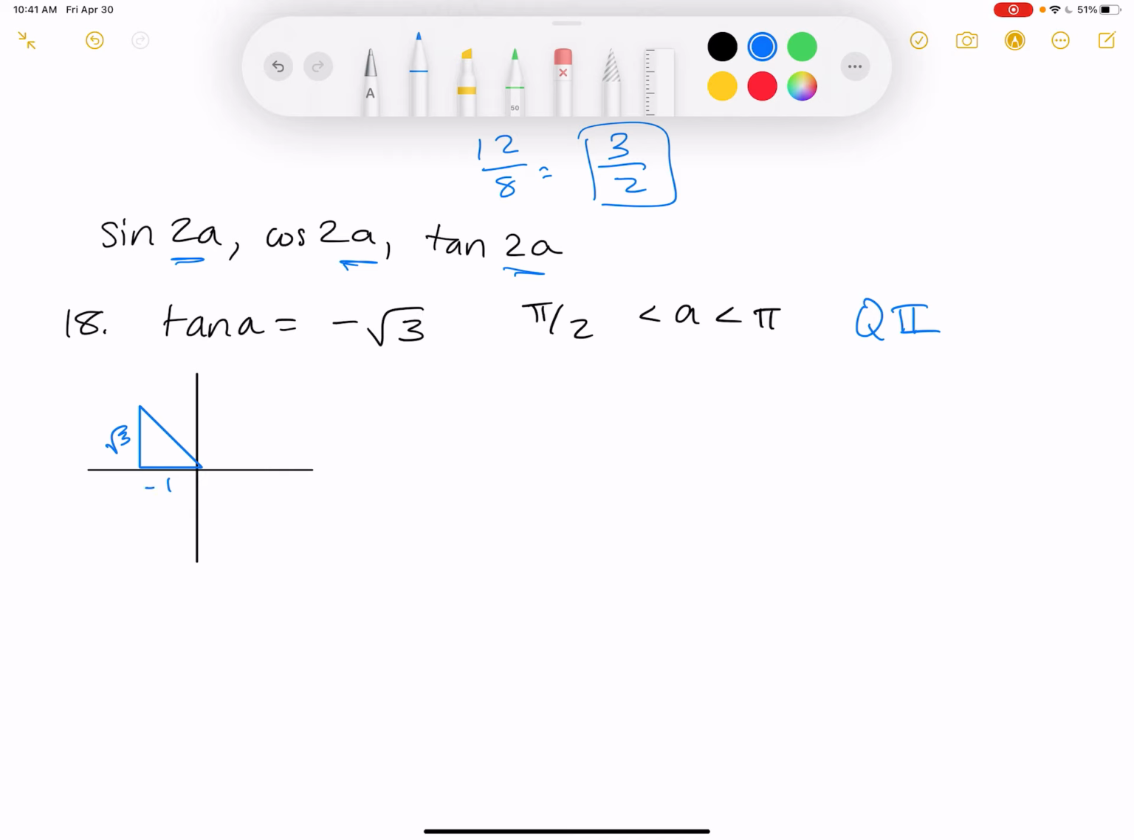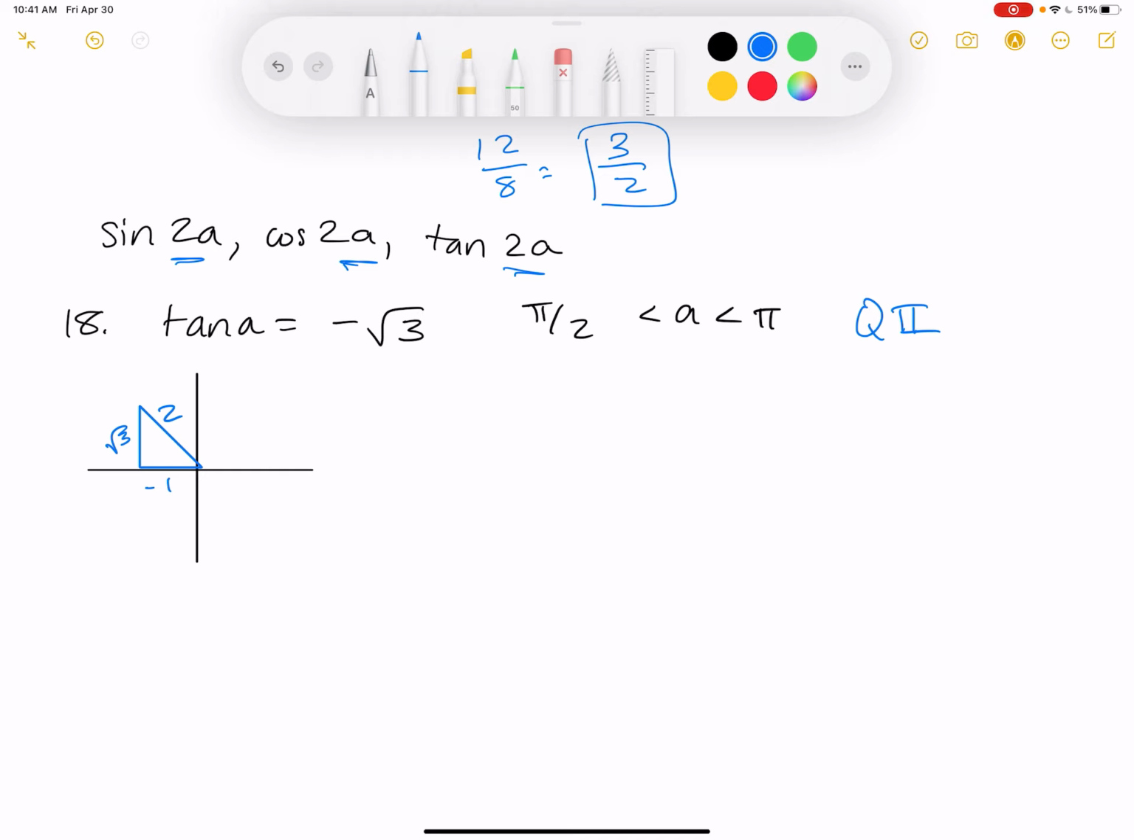And this is also a special triangle, so what's the hypotenuse? 2. That's a 1, 2, root 3 triangle. It's a 30, 60, 90 triangle. Well, it's geometry, and we've actually talked about them this year. Have we written those down?